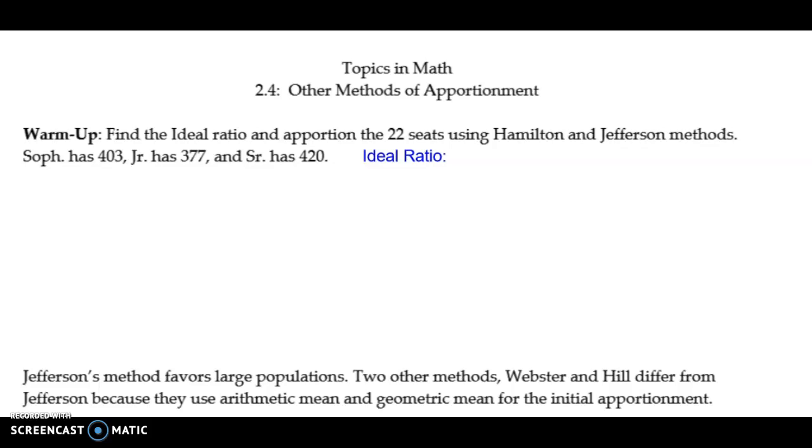Topics in Math 2.4 Other Methods of Apportionment. Go ahead and work on this warm-up problem, pause the video, and then you can check to see if you got it right.